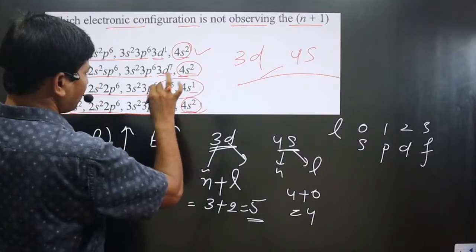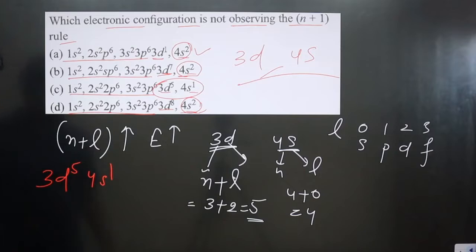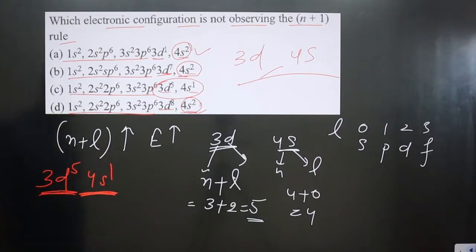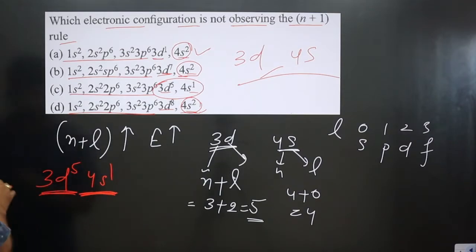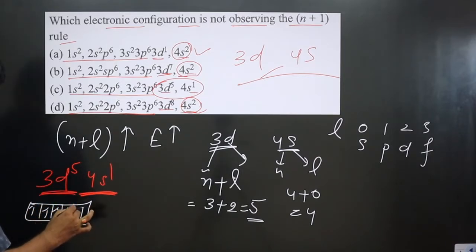But if you look at option C, 3d5 4s1 is there. Before completely filling the 4s orbital, you can see filling of the 3d orbital is done. And this is happening due to half-filled electronic configuration. In the d orbital we have 5 boxes, 1 2 3 4 5, and half-filled electrons are there. So it is gaining stability. To gain the stability, it is ignoring the n plus L rule.